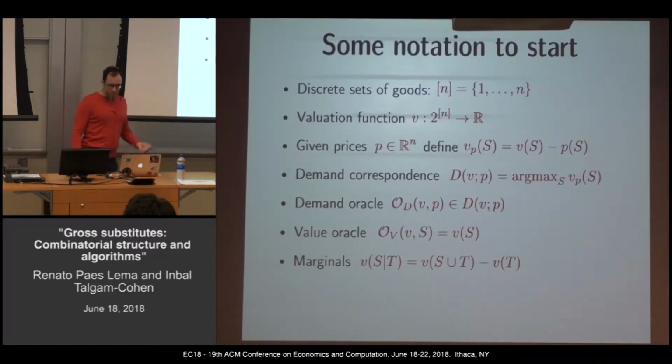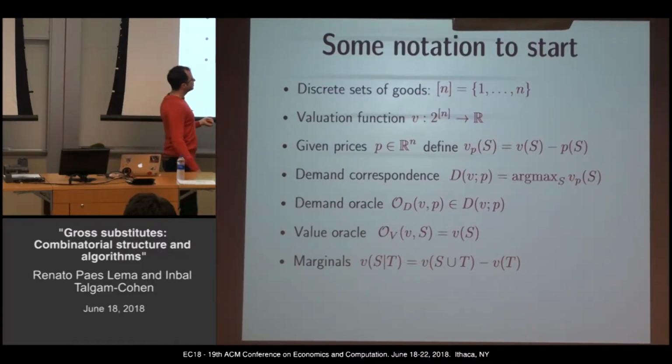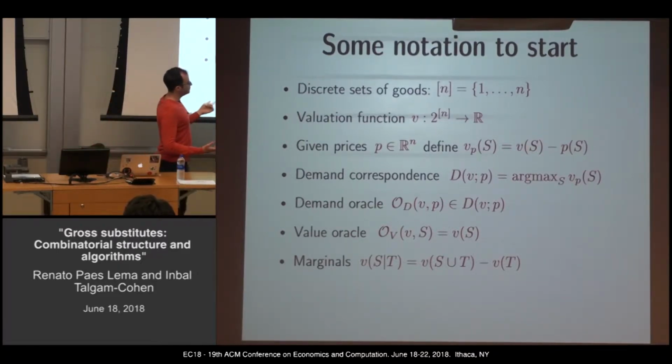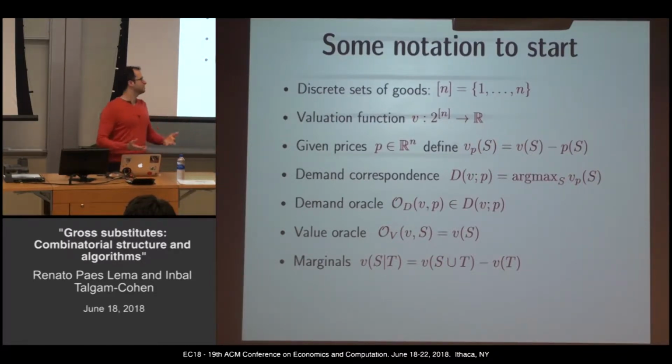Again, using economic notation, we're going to talk about the demand correspondence, which means that given a v and a p, it is the bundles you prefer. If v is your value for the set of goods and p is the price, D(v,p) is your optimal bundle, which things you would like to buy. It's the set of goods maximizing v of s minus p of s.